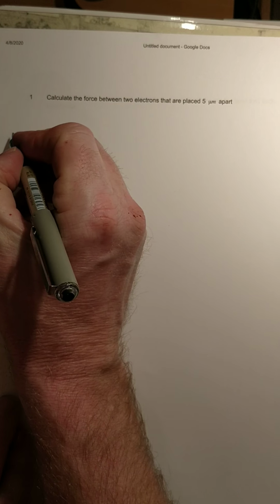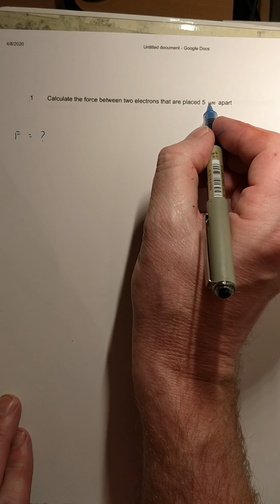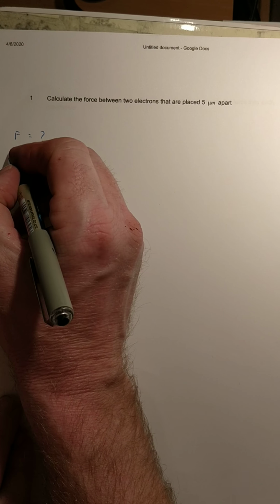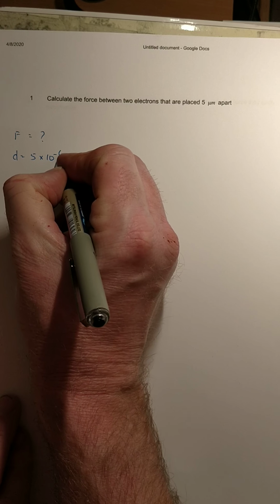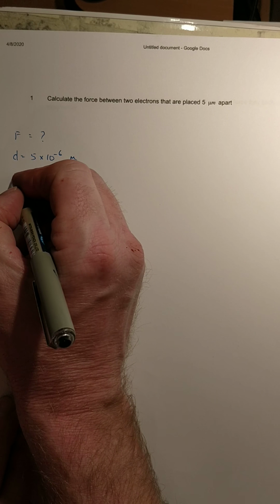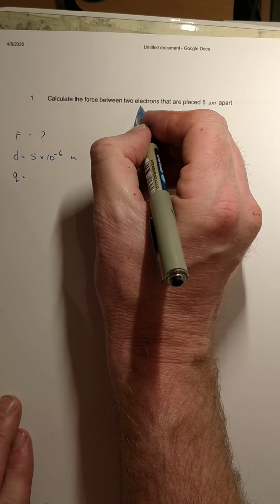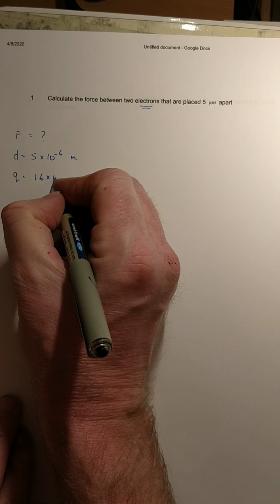Calculate the force between two electrons that are placed 5 micrometers apart. All right, so let's go through what we have. We're asked for the force, so we make our list. We don't know our force. 2 electrons, so they're placed 5 micrometers apart. So our distance between them is 5 micro. So from page 45, that's 10 to the minus 6 meters. We might as well change that straight away. And the charge, Q, is the charge on the electron, which again we have from our tables, 1.6 by 10 to the minus 19.